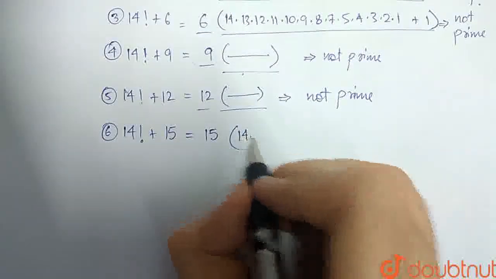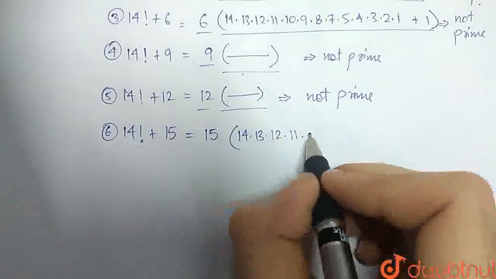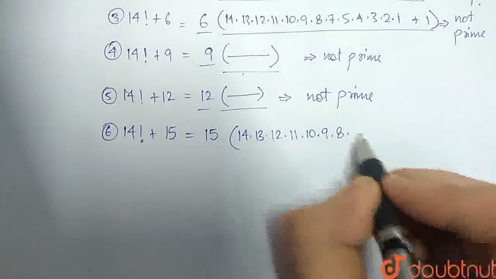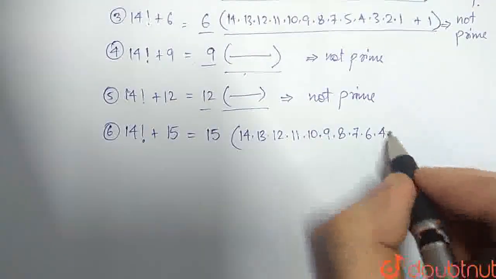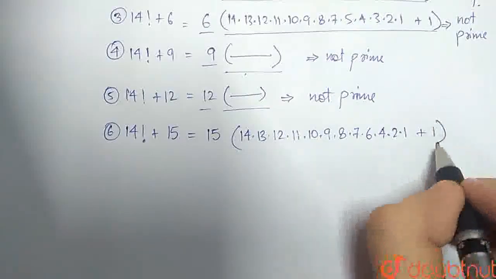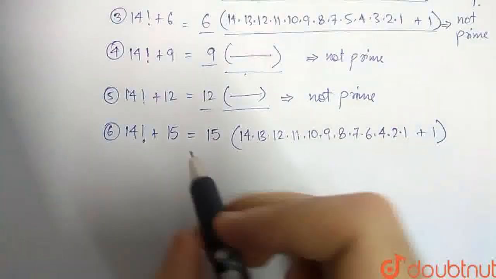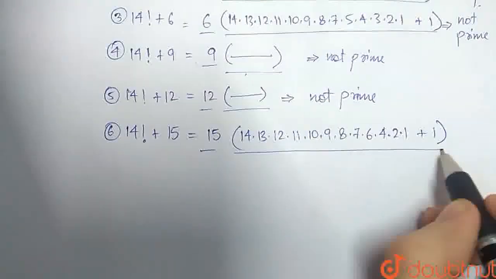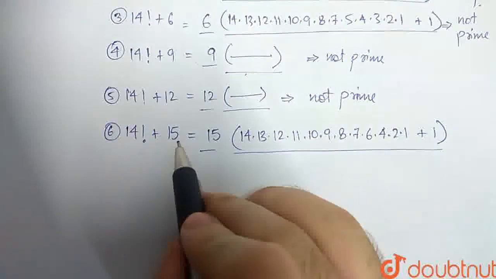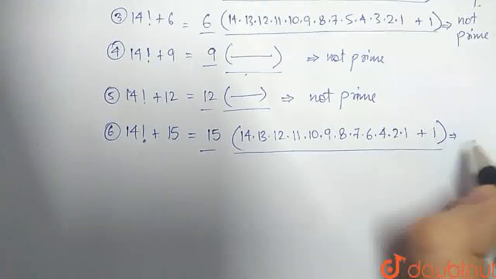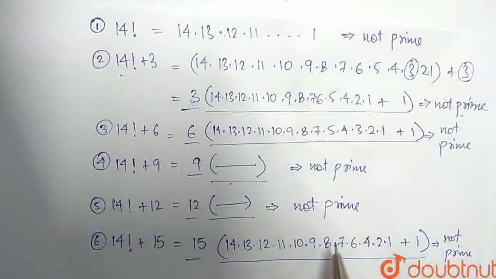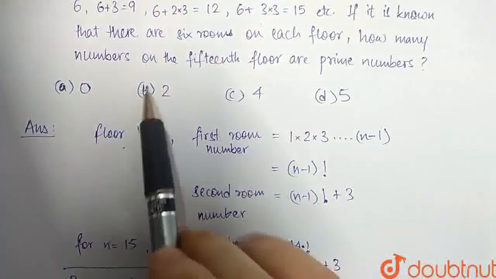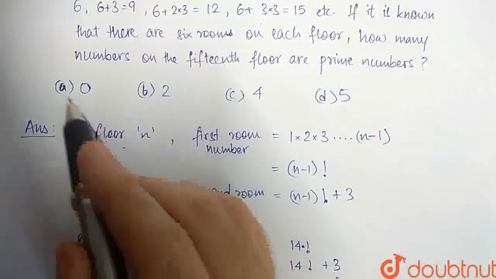So we'll have 14, 13, 12, 11, 10, 9, 8, 7, 6, 5 has been taken out. So 4, 3 has been taken out. So then 2, 1 plus 1. Again we have two numbers here which are factors of this term here, and none of these is 1. Therefore again this number is also not prime. So we've checked all 6 room numbers on the 15th floor and none of them is a prime number. Therefore the question asked for how many room numbers on the 15th floor are prime numbers. Therefore the answer is 0.